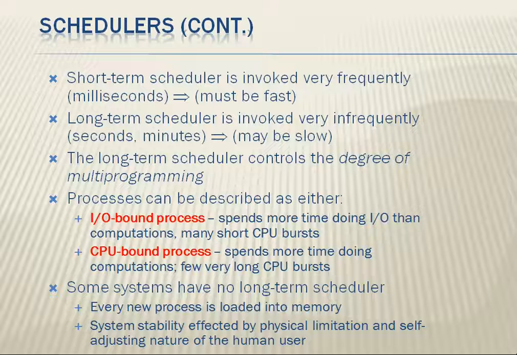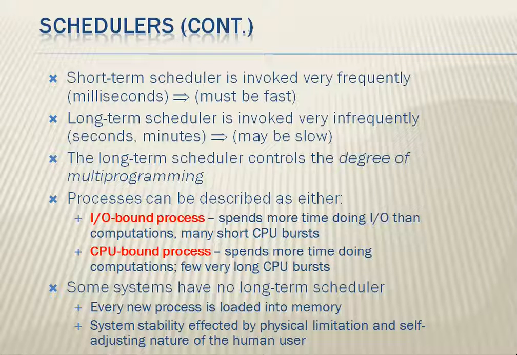The short-term scheduler is invoked very frequently, maybe in milliseconds. So the short-term scheduler must operate very fast. It should not take a long time as it is invoked very frequently. The long-term scheduler is invoked very infrequently, so it can be slow, even seconds and minutes. The long-term scheduler controls the degree of multiprogramming.